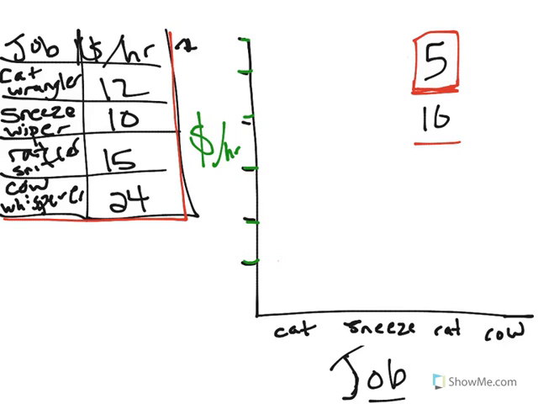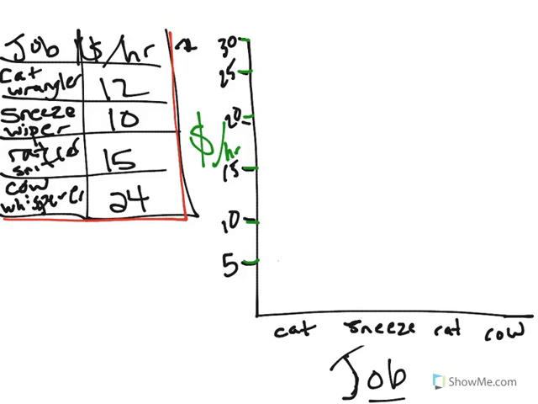So the bottom would be 0, so the first one would be 5, then 10, 15, 20, 25, and 30. So now we get to the easiest part. All I have to do is plot them. So a cat, I look over here, cat wranglers were $12 an hour. I don't have $12 on here, but we know that $12 is a little bit more than 10, and it's 2 more than 10 and 3 less than 15, so it's going to be right about there. So I'm just going to make a bar right there. You can color it in if you like.